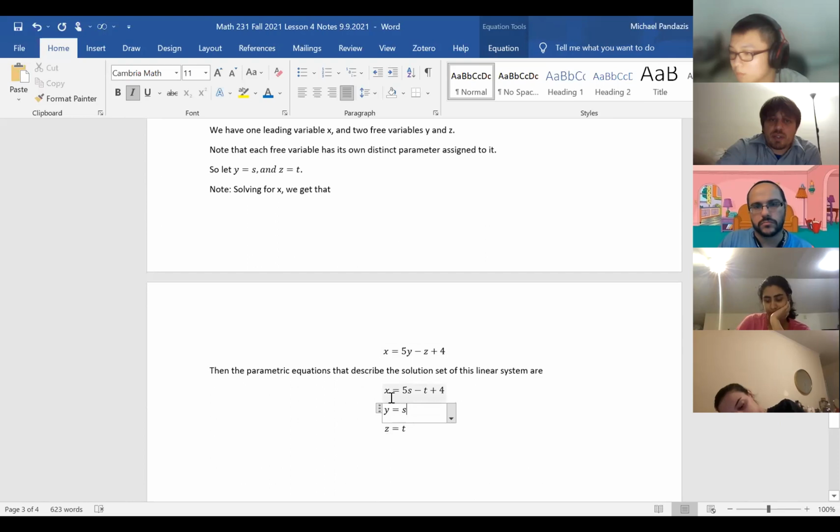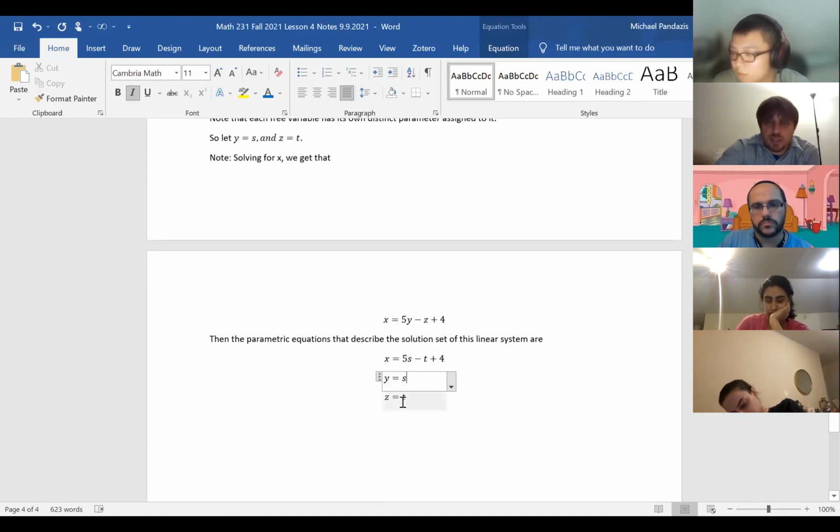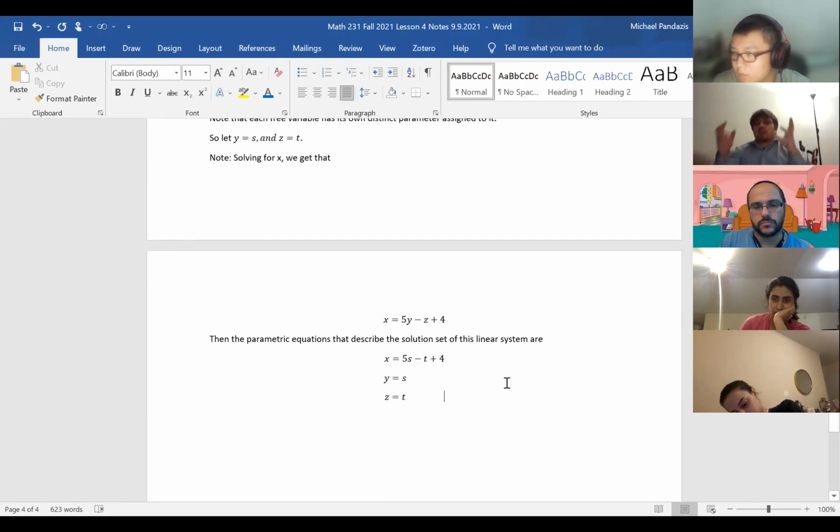And so you have two parameters, and now the leading variable is expressed in terms of those parameters. All the free variables are just assigned a parameter. So y and z are free variables, and they're each assigned a parameter. x is a leading variable, and you express it in terms of the parameters s and t. So now we've expressed the solution set of this linear system again by parametric equations. We either got one distinct solution right away from the matrix, or we had a system that we could express using parametric equations, which express the solution set.